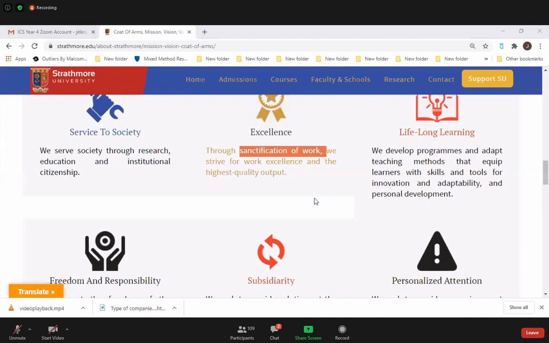What do you think sanctification of work here means? Another someone from BTC? Someone else from BTC? Just make a guess, even if you don't understand it completely. Yes?